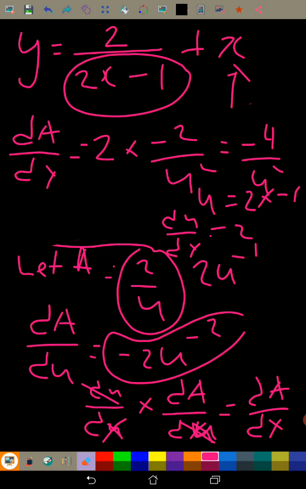And we know what u is. u is this, just under it. So we should replace it here. So we have dA by dx. All right, and now what should we look for? We should look for dy by dx.